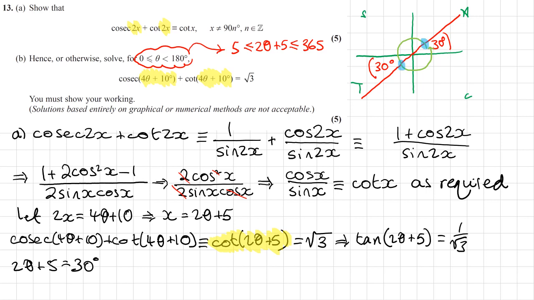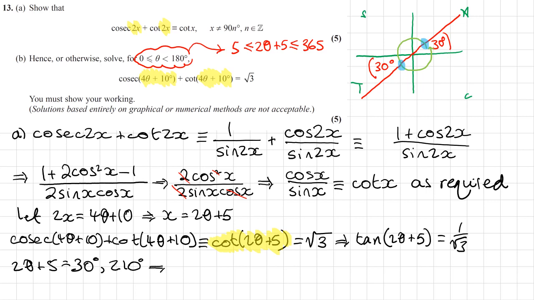So that gives the other solution as 180 plus 30, so that's 150. So I've got my two values for 2 theta plus 5. Actually, did I say that was 150? No, it's actually 180 plus 30. Need to learn my maths. 180 plus 30 is 210.